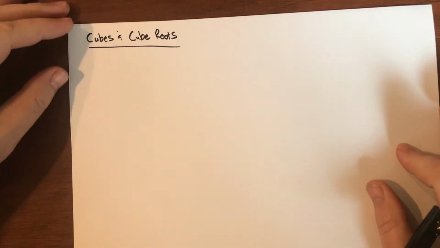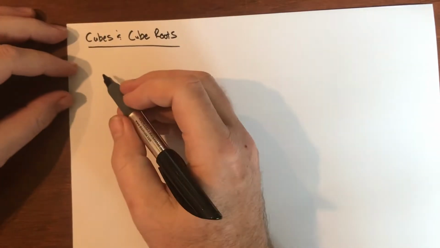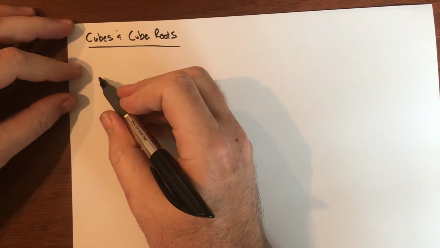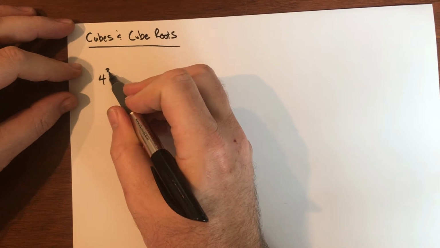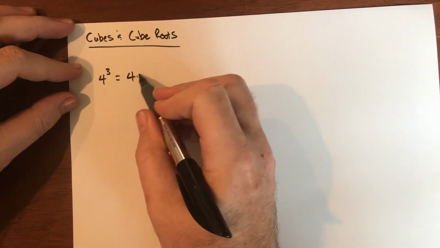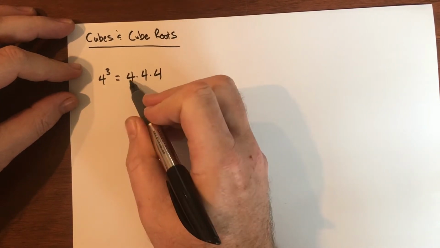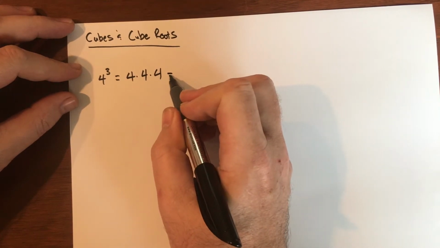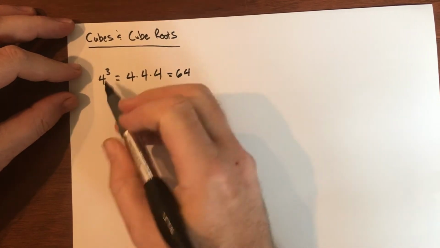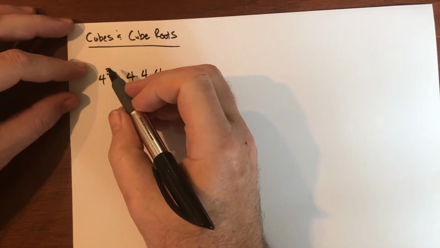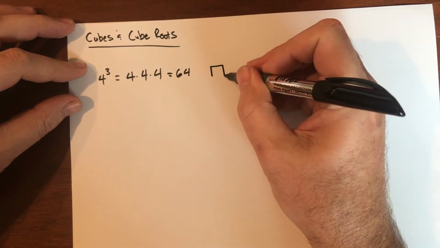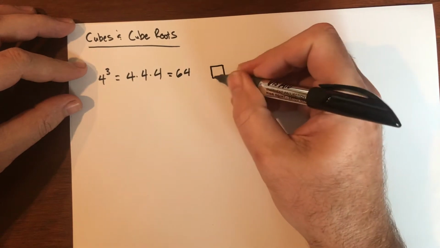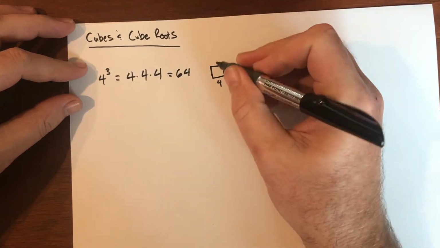In the first lesson, we learned exponents are how many times you multiply a base. So if our base is 4, we have the power of 3. It's the same as 4 times 4 times 4, which is 16 times 4. That's 64, right?